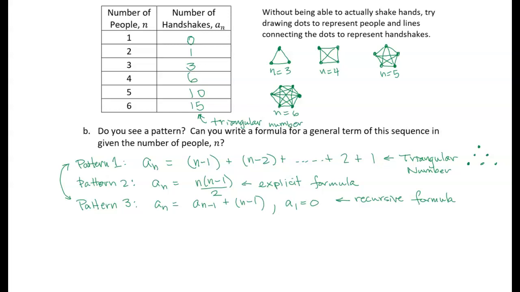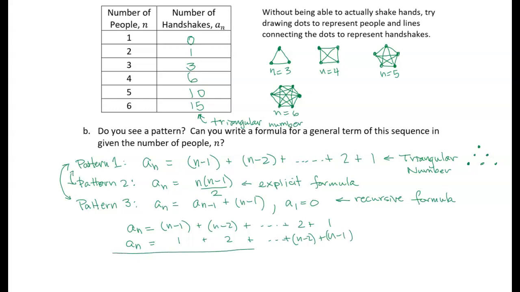It's not as easy to show how pattern 1 and pattern 2 are equivalent, but it's not too bad. So let's say a sub n is equal to n minus 1 plus n minus 2 plus, and so on, down to 2 plus 1. We can take that same series and write it backwards. It should be the same thing: 1 plus 2 plus dot dot dot plus n minus 2 plus n minus 1.